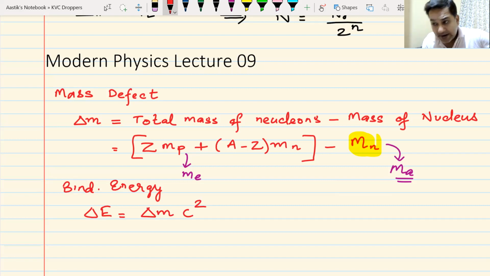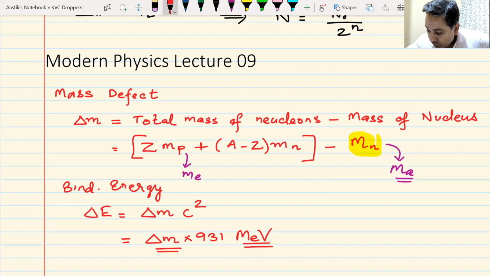Yes, sir. And if I just write it in terms of mega electron volt, I write the mass defect in terms of AMU and I multiply it by 931 and the answer would be in mega electron volts. We understand this? Yes, sir. Well done. This was what we discussed in the previous class, which we would be using in today's class.